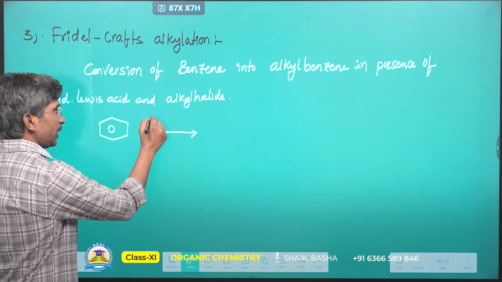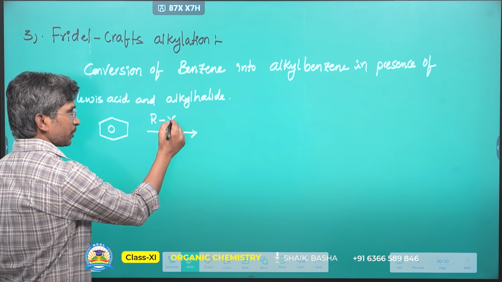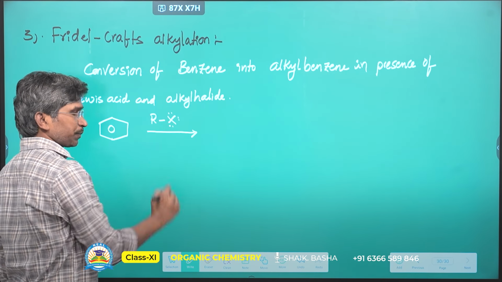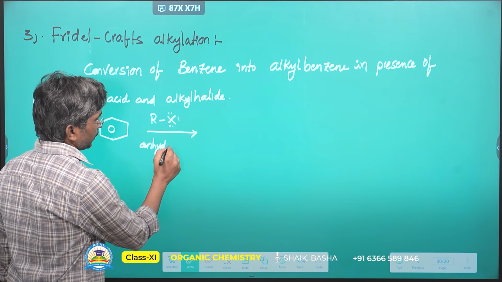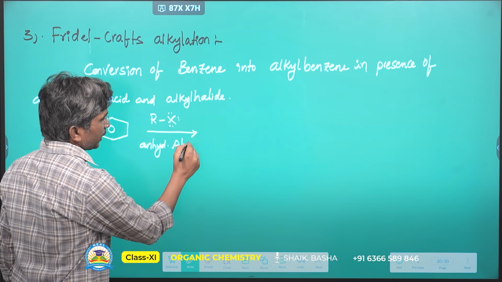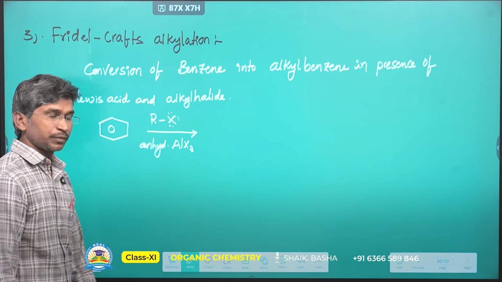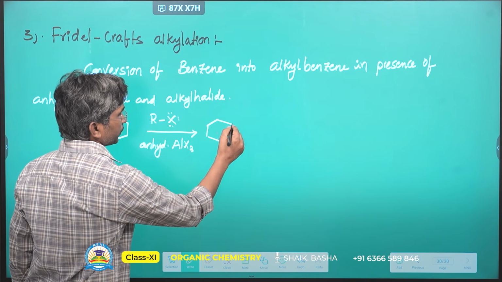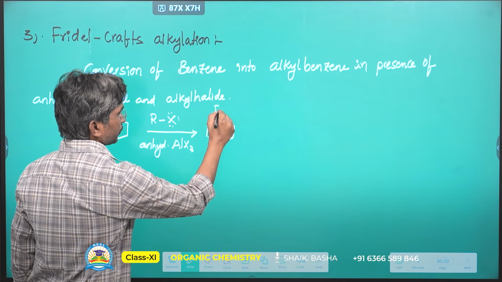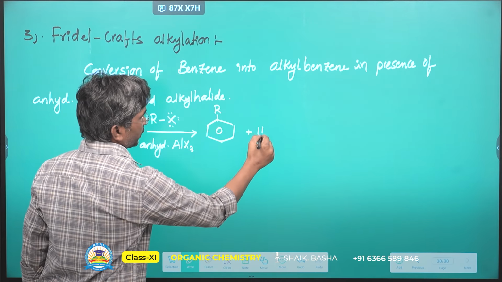Here benzene, on treating with alkyl halide RX, where X means halogen, in the presence of anhydrous AlCl3, or AlX3, which is also a Lewis acid. So what happens here? Benzene is converted into alkyl benzene. What is the byproduct? HX.